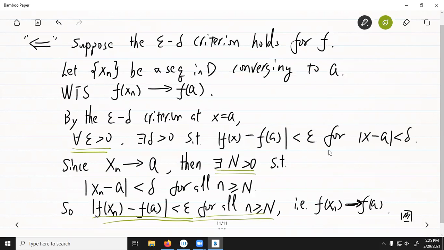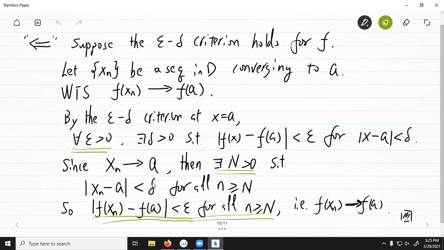The only trick play here is instead of using an arbitrary epsilon, we take that arbitrary epsilon to be a specific number, which is this delta, the same delta here. The reason is we want this inequality: we want our x to be in this interval. So we take this delta. Okay, so this is the definition.